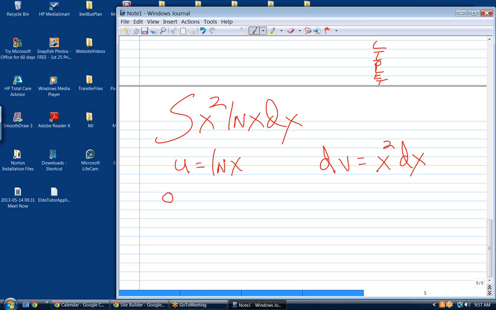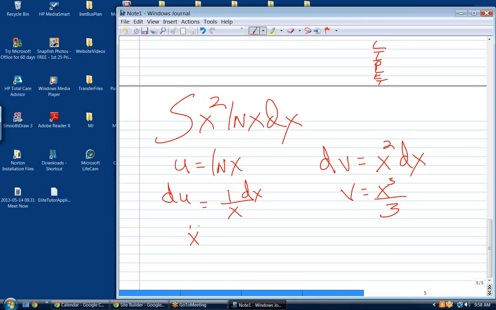Okay, what's du? What's du dx? One over x. Okay, so that's 1 over x, so I can put my dx up there. Get rid of it there. And then what is v? X cubed over 3. So now what is uv minus the integral of v du? Ln x times x cubed over 3.